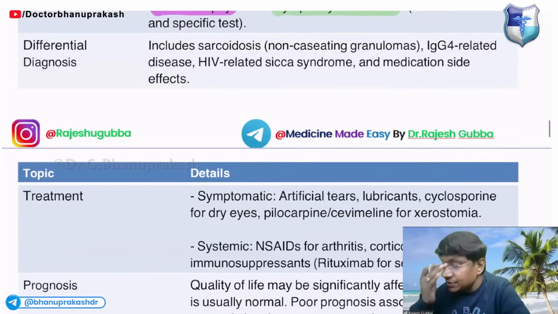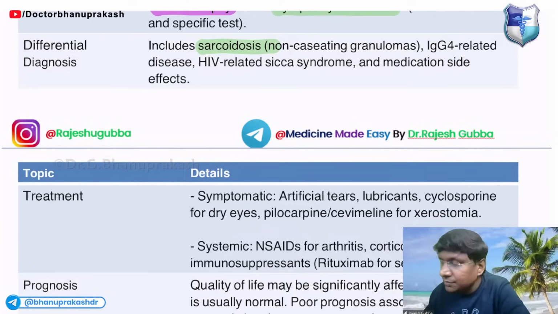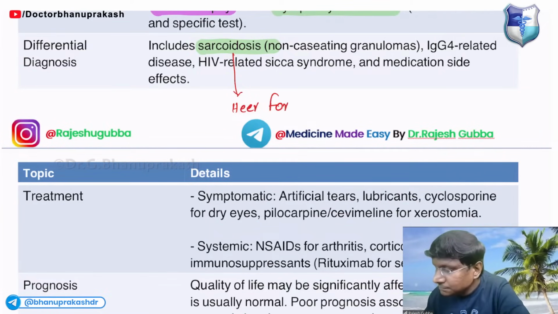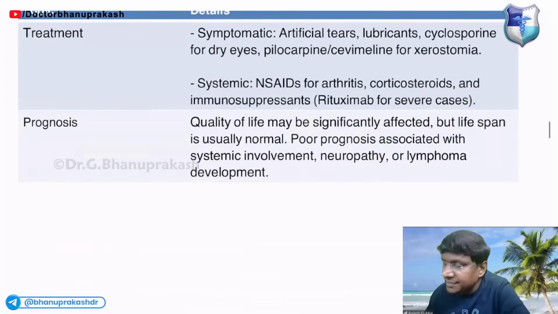And in the differential diagnosis, what is the other condition where you have enlargement of the parotid gland? It is sarcoidosis. That syndrome is called uveoparotid syndrome, or we call it the Heerfordt syndrome. That is what you will observe in the case of sarcoidosis. Then how do you treat these patients with Sjogren syndrome?